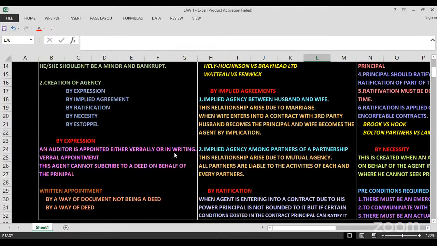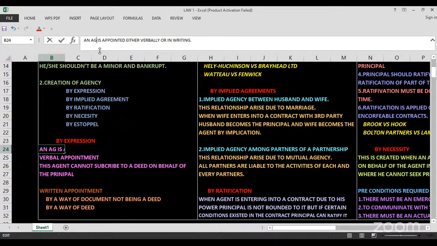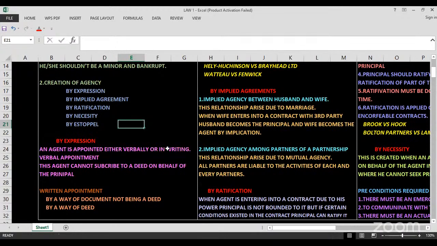An agent is appointed either verbally or in writing. You can appoint an agent verbally, or you can go and tell him, okay, you go and do this, something like that. That is how we appoint an agent verbally.